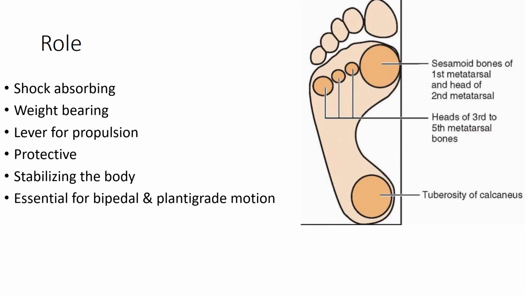And finally, they are essential for the bipedal and plantigrade motion of humans, as humans, unlike other mammals, have this plantigrade motion. Other mammals are digitigrade, they only place their forefoot while walking or running, but we put the whole foot. That's why we are known as plantigrade. And these arches are essential for the propulsive as well as the balance act of motion, and this is only possible because of these arches of the foot.